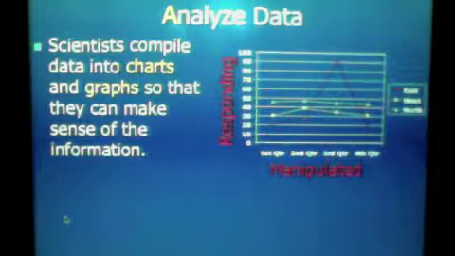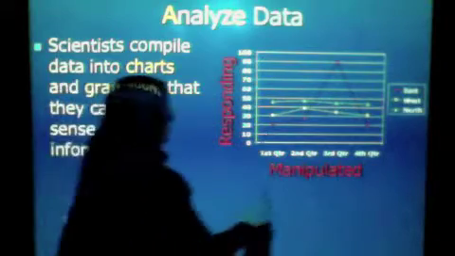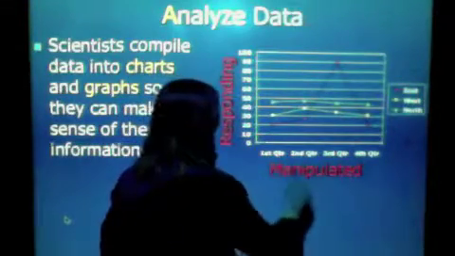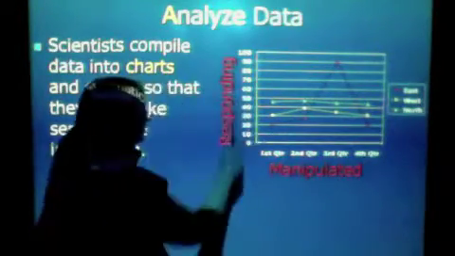Next step is to look at the data that you collected during your experiment and analyze it. So scientists compile data into charts and graphs so that they can make sense of the information. When you actually see it visually, you're able to tell what's happening. Now when you put it in a graph, the manipulative variable goes on the bottom. It is your x-axis. Responding is your y-axis.